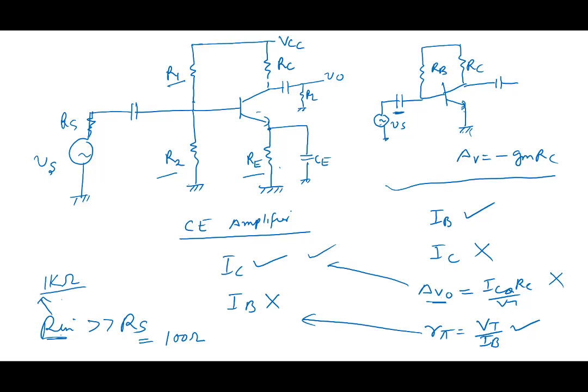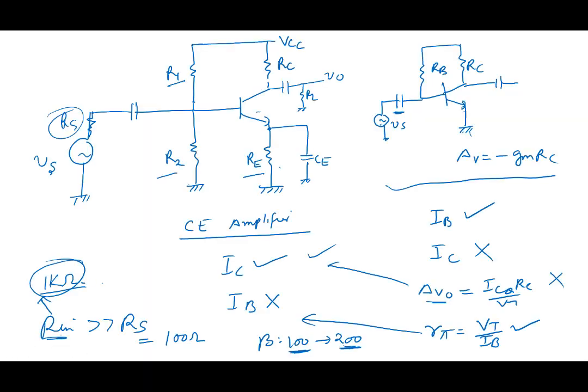So let's say beta varies from 100 to 200. For beta equal to 100, suppose you can ensure Rn equal to 1K. So Rn is much larger than Rs at beta equal to 100. No problem, Rs will not have much effect on your overall amplifier. If beta goes to 200, instead of 1K, it will become 2K. Well, it's still much larger than Rs. Doesn't matter, still no effect.